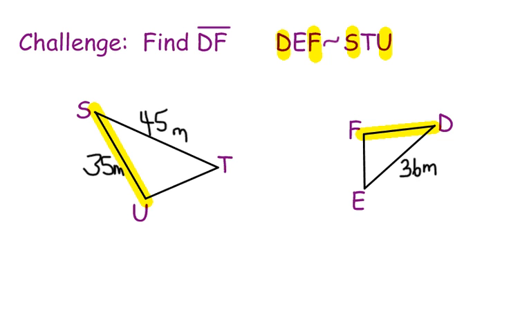I'm going to go ahead and set up a proportion. And I know that this is going to be my missing piece. So let's start with SU, which is 35. And I know that SU is the same as this missing piece that I'm trying to find. And then here's the other information that I have. I know that ST is 45, and ST is going to be similar to DE. I can see that from my letter list, and DE is 36.